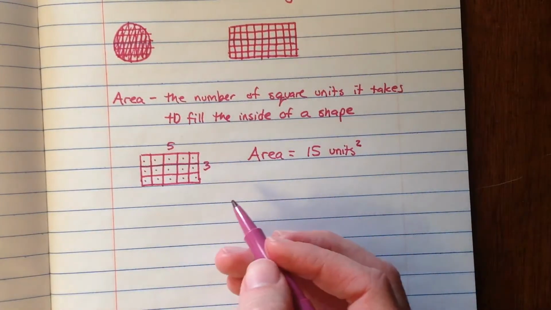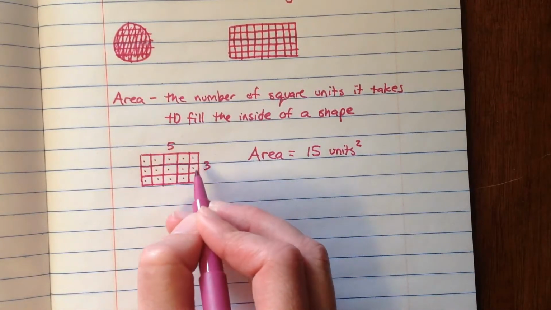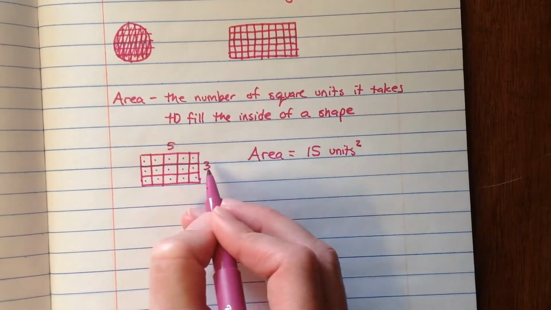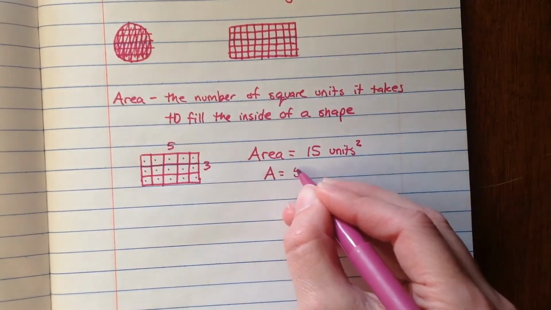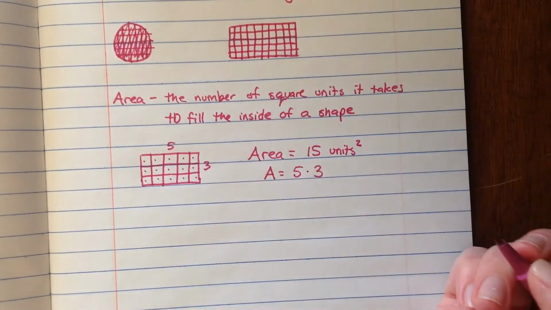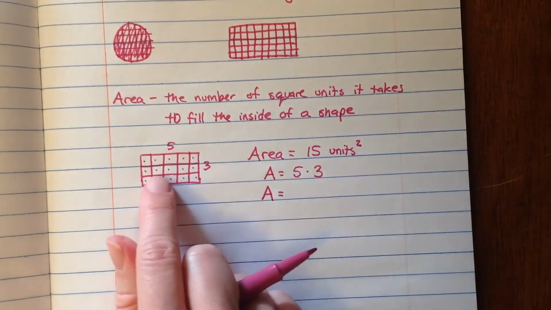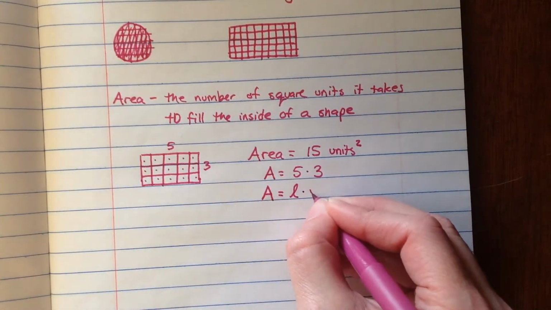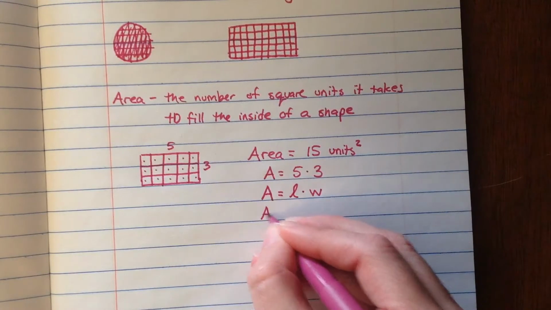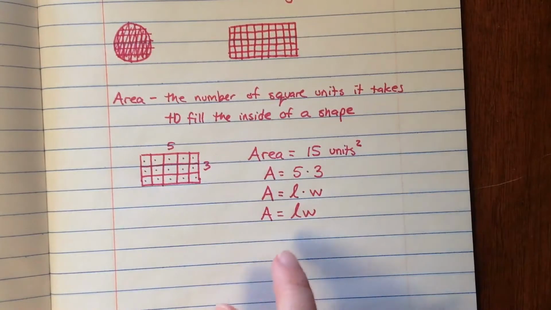Can you think of a way that we could have done that a lot quicker? Well, if I know that this is my length and this is my width, I can simply multiply these two numbers together. So if I want to find my area, A, I could have just done 5 times 3, and that gives me 15. So in general, my formula for finding the area, or the number of square units inside a figure, is to take my length and multiply it by my width. Sometimes you'll see it written like this, just L times W. Remember, we write the curly L so it doesn't look like a 1, but it's always the length times the width of a shape.